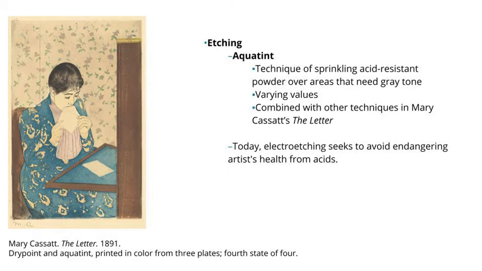Today, people use electro-etching and have machines to do this for them to avoid endangering the artist's health from the acids, because, especially if you make your whole art career around this and you're working with these acids every day, it really can deteriorate your health. So people have found ways to make machines do that part for them.